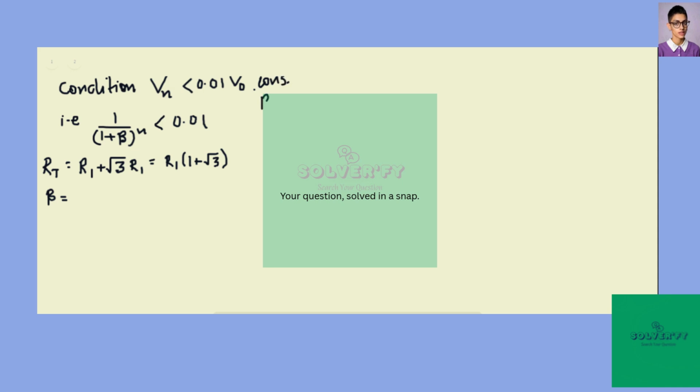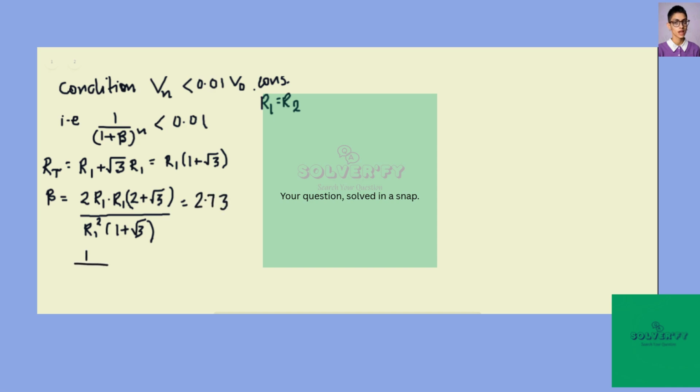Consider R1 equals R2. So I replaced R2 with R1 in the expression for RT. Similarly for beta, this would be 2 times R1 times R1. So that will be 2 plus root 3, because we have to add R1 in RT. So 1 plus root 3 would be 2 plus root 3 upon R1 squared times 1 plus root 3. This turns out to be 2.73.